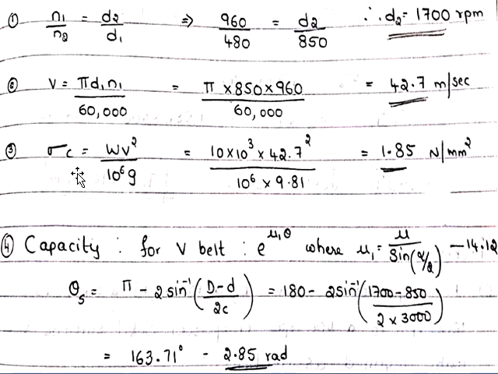In third step, we have to find out sigma c. Here sigma c value is w v square by 10 raised to 6 g. W value is 10 into 10 to the power 3.